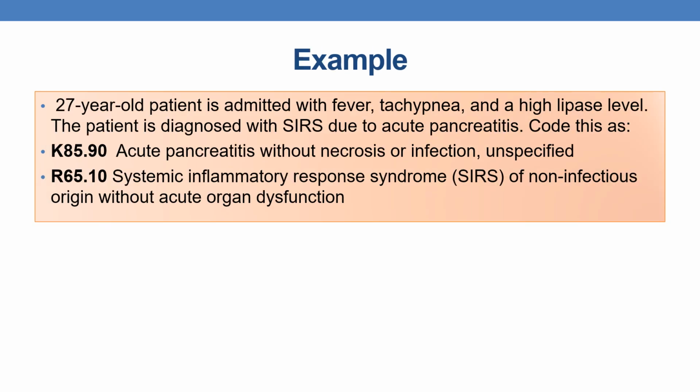Now let us see an example. A 27-year-old patient is admitted with fever, tachypnea and high lipase levels. The patient is diagnosed with SIRS due to acute pancreatitis. What are the appropriate codes? First PDX would be K85.90, acute pancreatitis without necrosis or infection, unspecified, followed by R65.10, systemic inflammatory response syndrome of non-infectious origin without acute organ dysfunction.